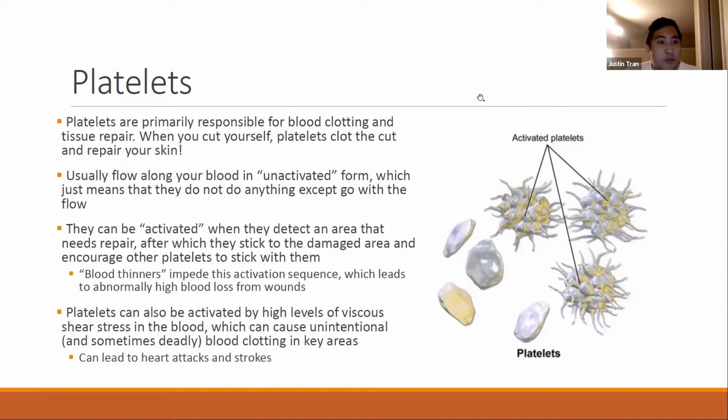Okay, yeah, I forgot there's one more slide here. Another way that platelets can get activated is through fluid mechanics. When you have high levels of viscous shear stress, that can inadvertently activate a platelet as well. Those are the kinds of things that lead to heart attacks and strokes. And so this is a primary concern for medical device designers: to prevent platelet activation.